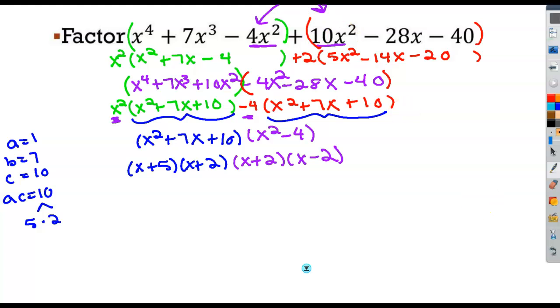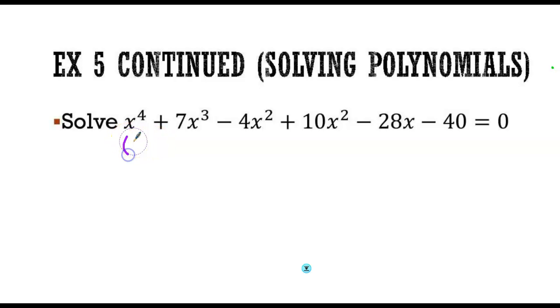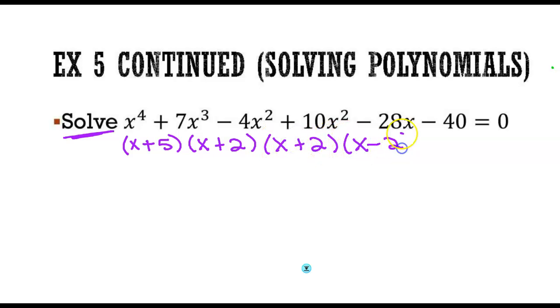What we're going to do next is actually try to solve it. So when I solve, notice the difference is that this is set equal to 0. It's the same equation, but this time it's actually set equal to 0. What I'm going to do is just copy down the factors that I have, and notice it says solve x plus 5, x plus 2, another x plus 2, and a x minus 2 equals 0. When I solve a polynomial, all I have to do is set each of these factors individually set equal to 0, and solve them.